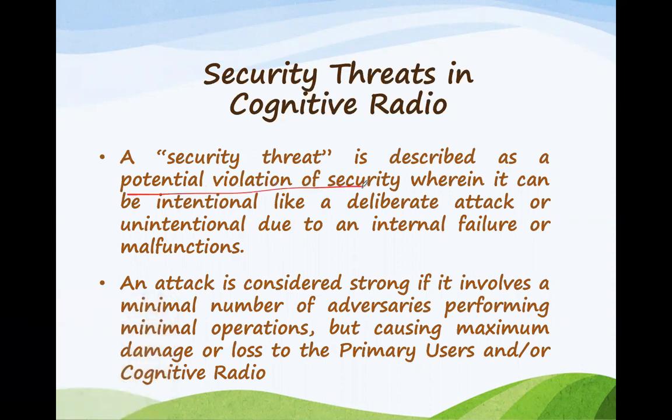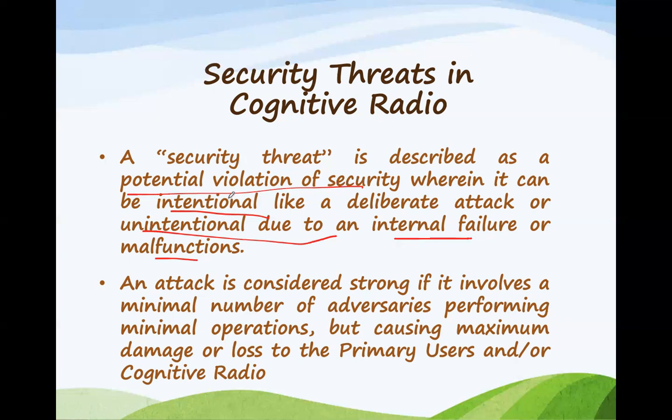This security threat can be intentional, like a deliberate attack, or it could be unintentional due to some failure of the system or some malfunctioning in the system. We can tolerate unintentional attacks since they happen due to internal failures or malfunctions. But intentional ones need to be considered. An attack could either be a strong attack or a weak one.